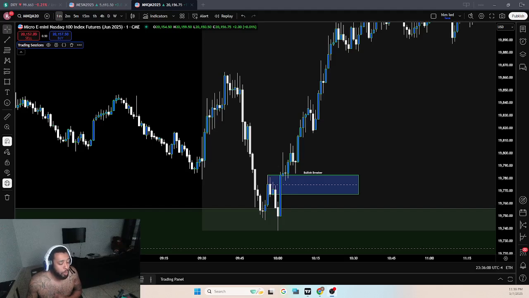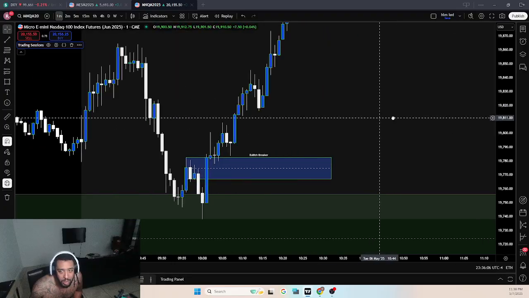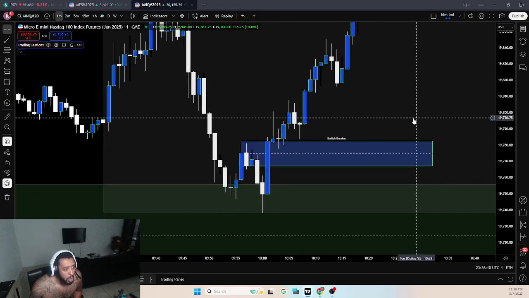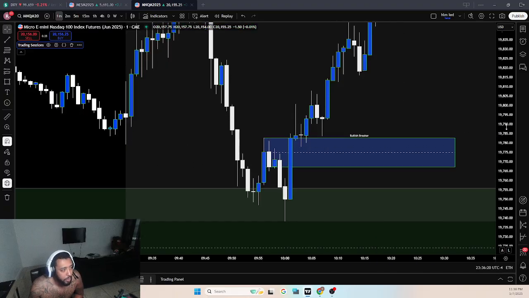All right, so I want to go over one of the best ICT concept strategy plays that's out there, which is the bullish breaker, right? So this is really the only play you really need to actually take because it gives us a great risk to reward and it gives us a great win rate.